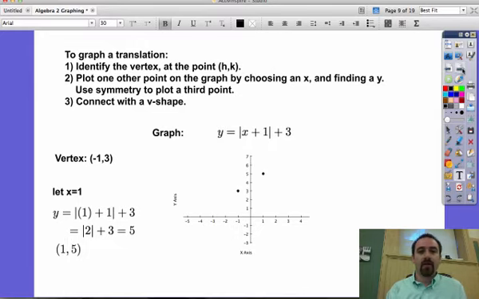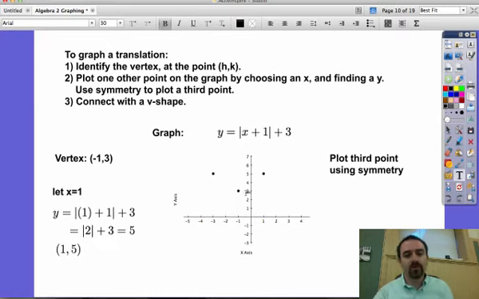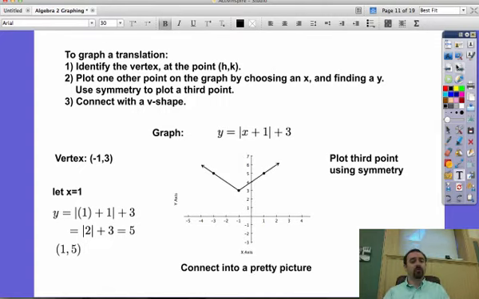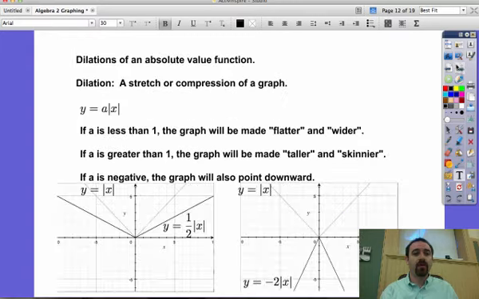Good. The next thing I'm going to do is plot a third point using symmetry. So from here I went over 2 and up 2. So from here I'm going to go to the left 2 and up 2 and plot another point using symmetry, because I know these v's are all really nice and symmetric. And finally, the last thing is to connect into a pretty picture. Okay? And we get the v. So we're going to get 3 points and turn that into a v shape.